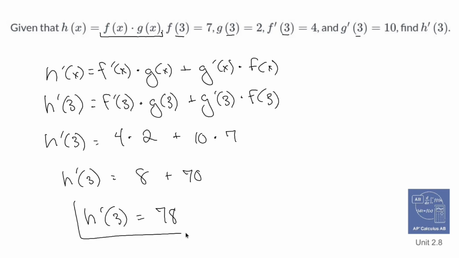So not a typical product rule type problem, but you know, it's all good, as the kids say. It's all good.